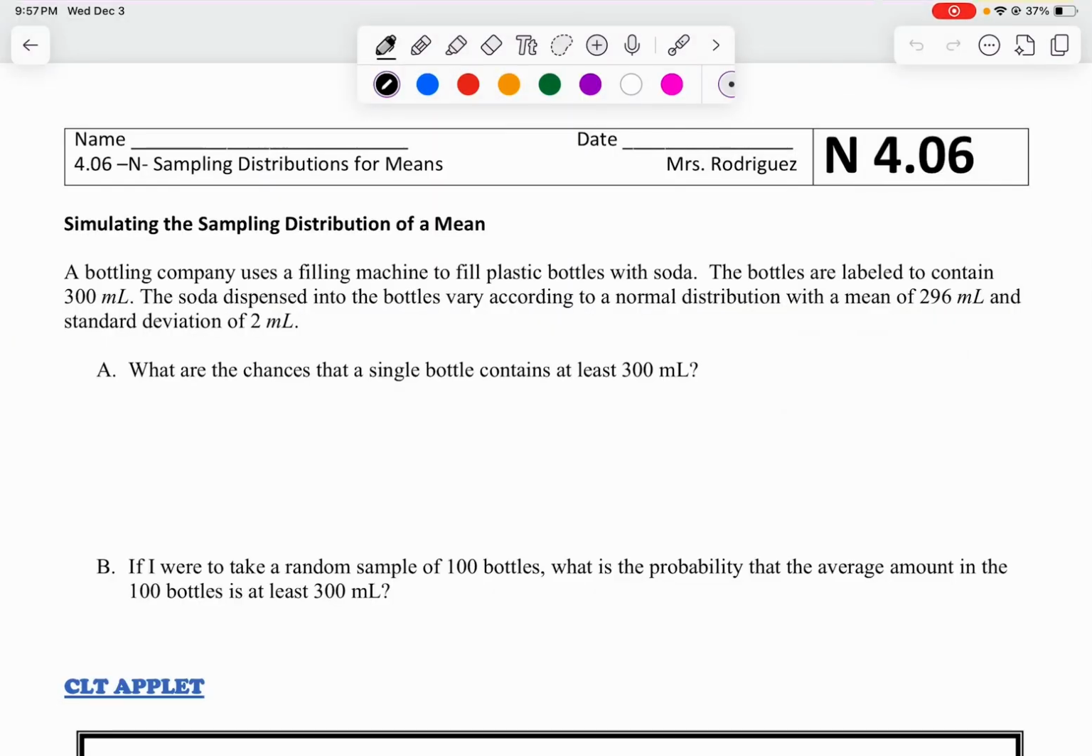Hi guys, sorry I can't be with you there today, but we are going to continue with our last lesson of the first semester and go through sampling distributions of a mean.